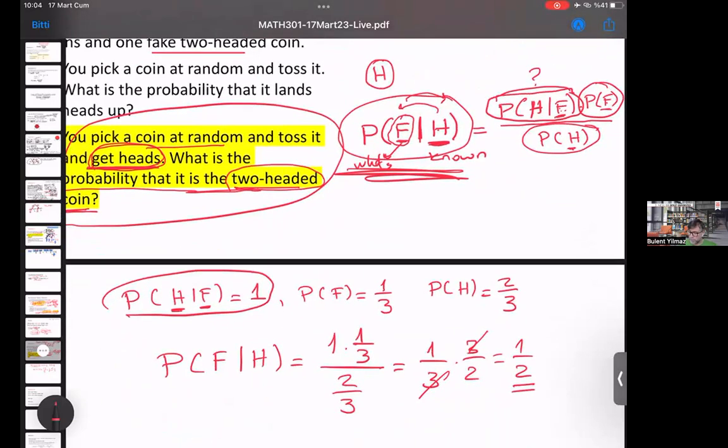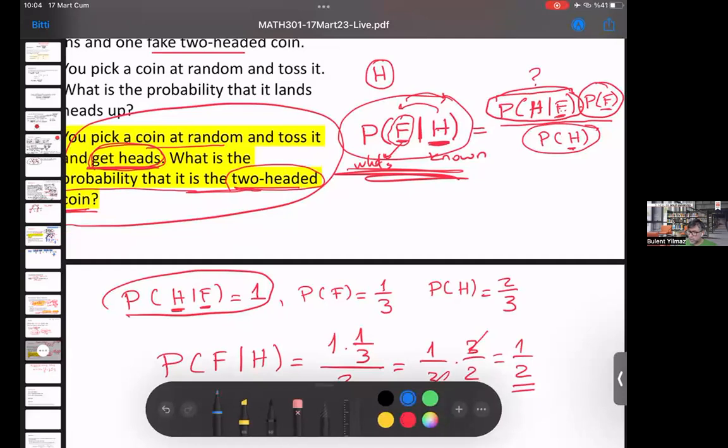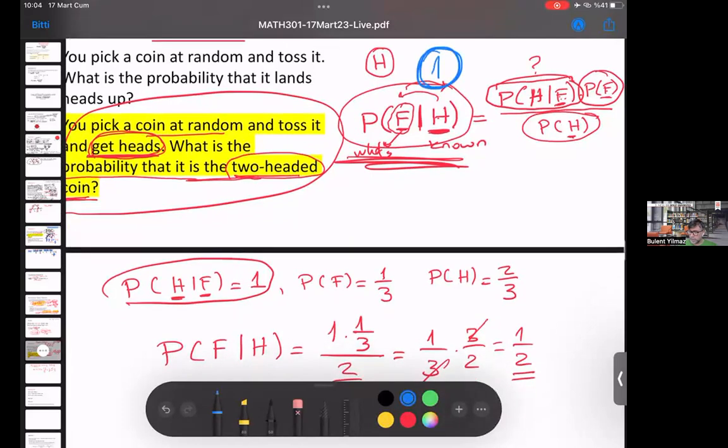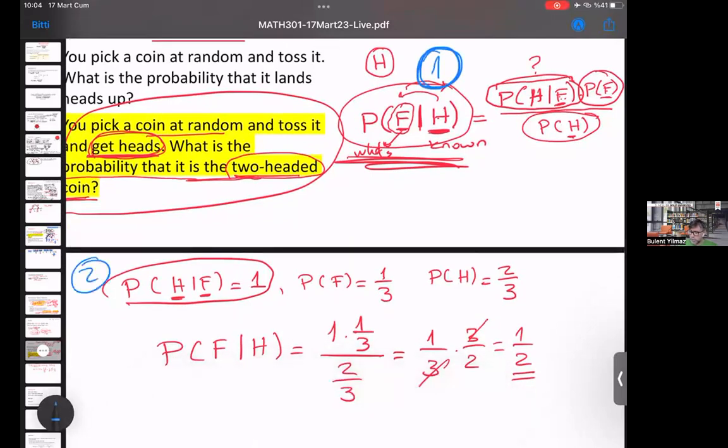Okay, this is my first step. The second step is writing the probabilities which are related to this. Do I know the probability of heads given fake? If it's a fake coin, the probability of heads is 1. It's always heads. What's the probability of obtaining a fake coin? 1/3, we know it from the problem. What's the probability of heads? I know it from the law of total probability. I just solved it: 2/3.